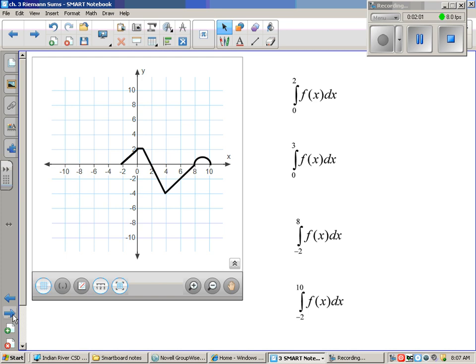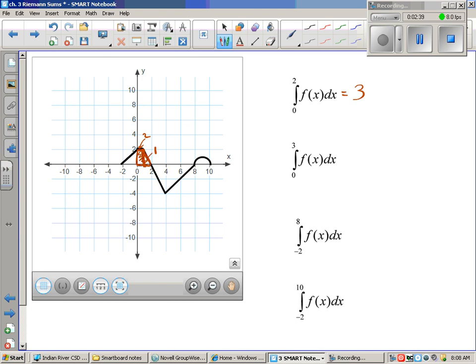With that in mind, if I was to ask you to evaluate these functions, given f of x, which is this graph that you see here on the board, from 0 to 2, what it would be asking you to do is determine the area of this little trapezoid. One option is to break that into two sections. You'd have a rectangle, a 1 by 2, so the area of that rectangle is 2, and then the area of that triangle is 1 times 2 divided by 2, or rather is 1. So together that would make 3.